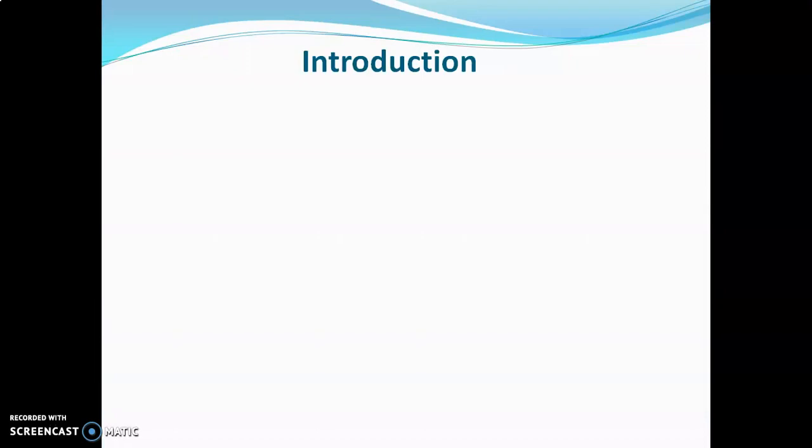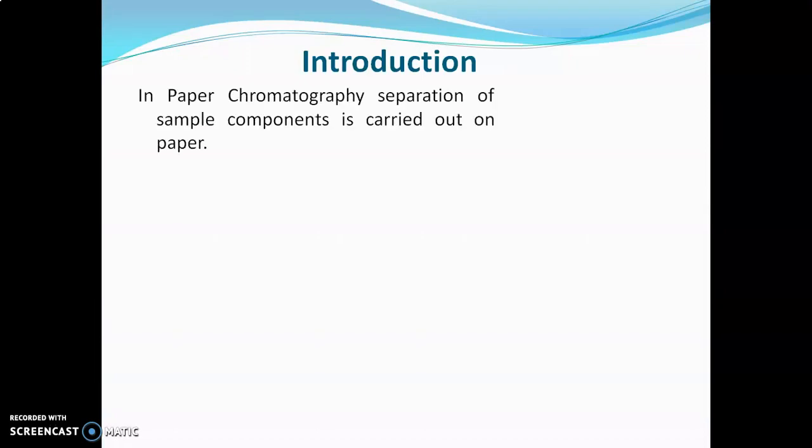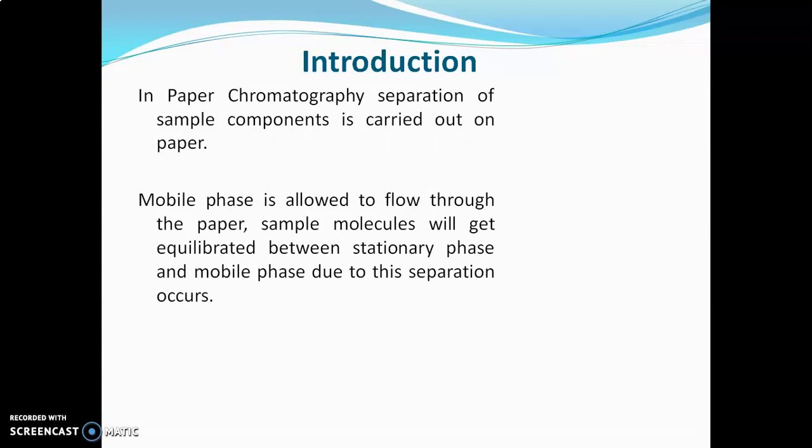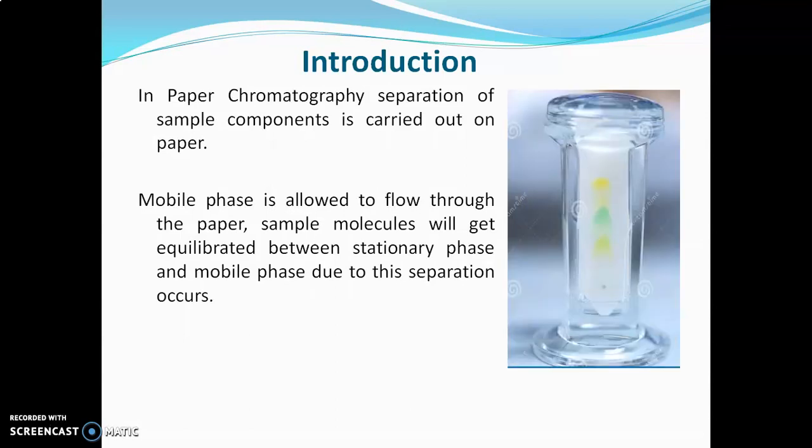Now let's start. Introduction of paper chromatography. In paper chromatography, separation of sample components is carried out on paper. Mobile phase is allowed to flow through the paper. Sample molecules will get equilibrated between stationary and mobile phase, and due to this, separation occurs. The setup of a paper chromatographic experiment will look like this.